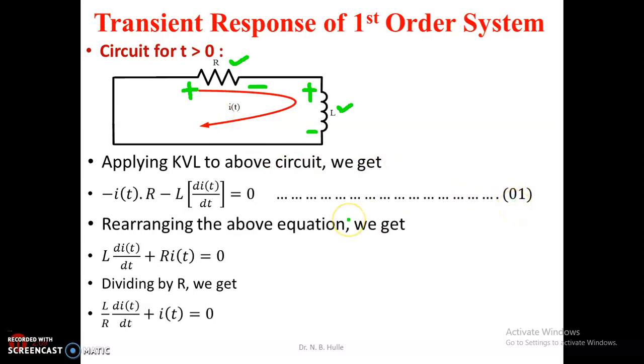Now again we will rearrange the terms of this equation. We will multiply by the minus sign, then it will be L into di by dt plus R into i(t), which is equal to 0. Again here we want to express this in terms of the time constant, that's why we will divide by R, and it will become L by R di by dt plus i(t) equal to 0. This is the equation for this case.